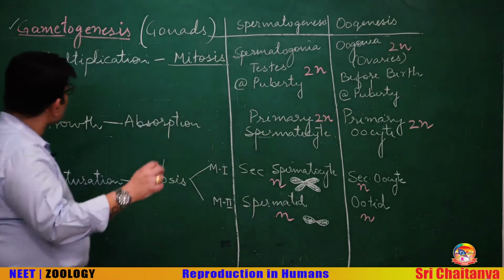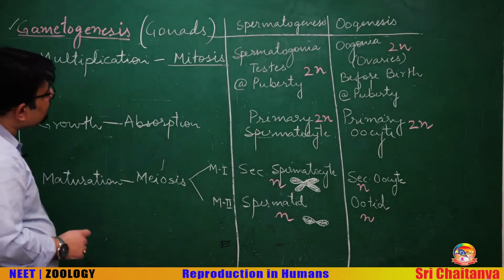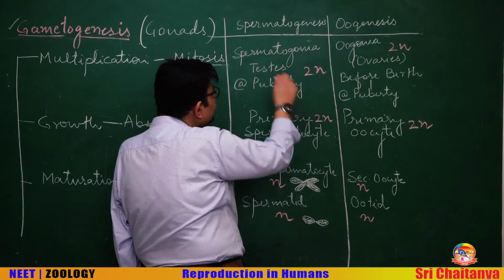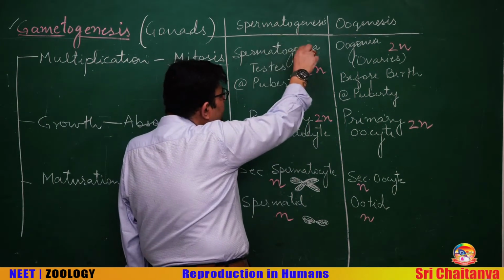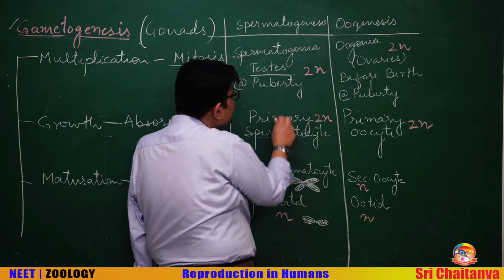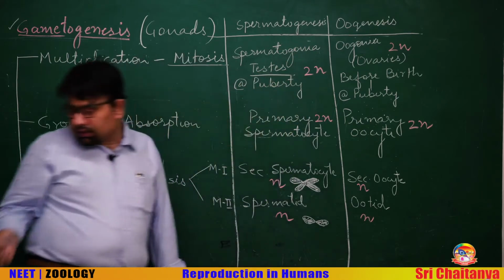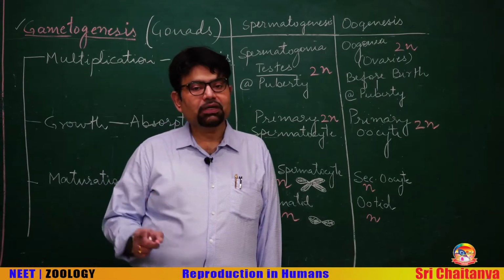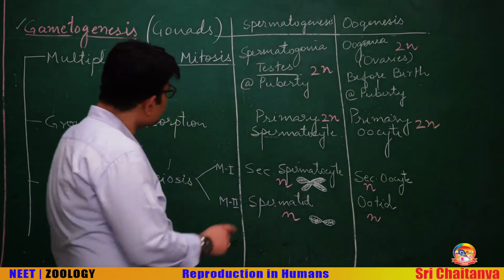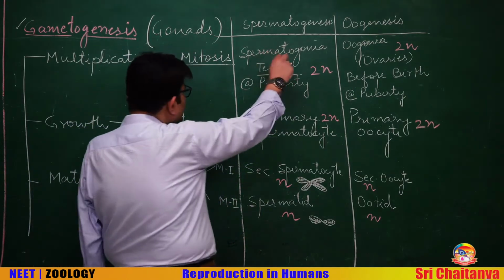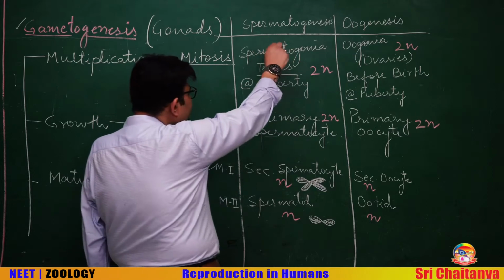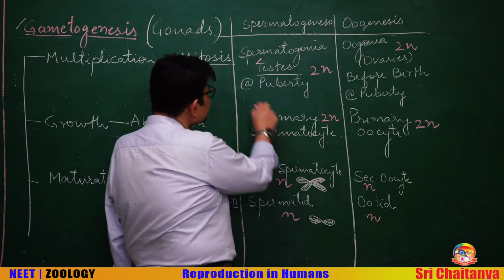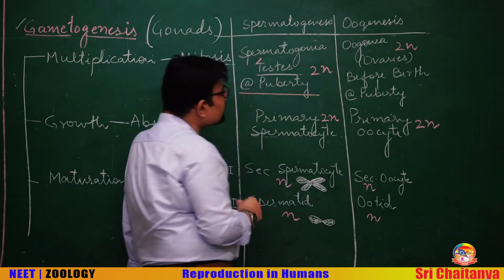I told you multiplication occurs by mitosis. The site of this is the gonads. Spermatogonia divide by mitosis in the testes, and remember, this starts at puberty. The important points to note down here is spermatogenesis occurs in the testes, and spermatogenesis begins only at puberty.